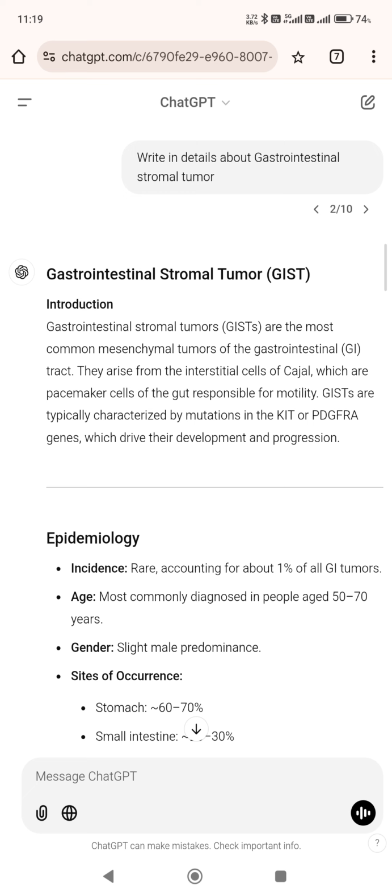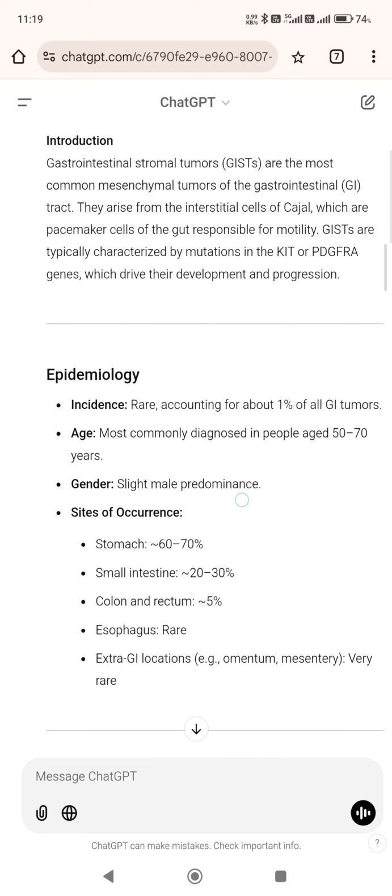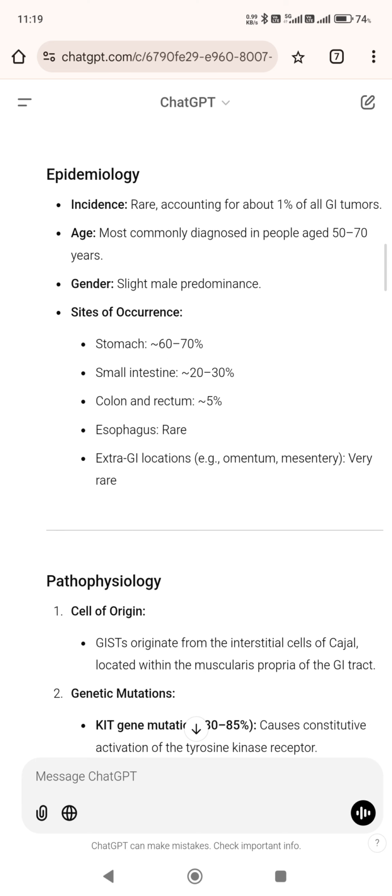Epidemiology. Incidence: rare, accounting for about 1% of all GI tumors. Age: most commonly diagnosed in people aged 50 to 70 years. Gender: slight male predominance. Sites of occurrence: stomach, 60 to 70%; small intestine, 20 to 30%; colon and rectum, 5%; esophagus, rare. Extra-GI locations, e.g. omentum, mesentery, very rare.